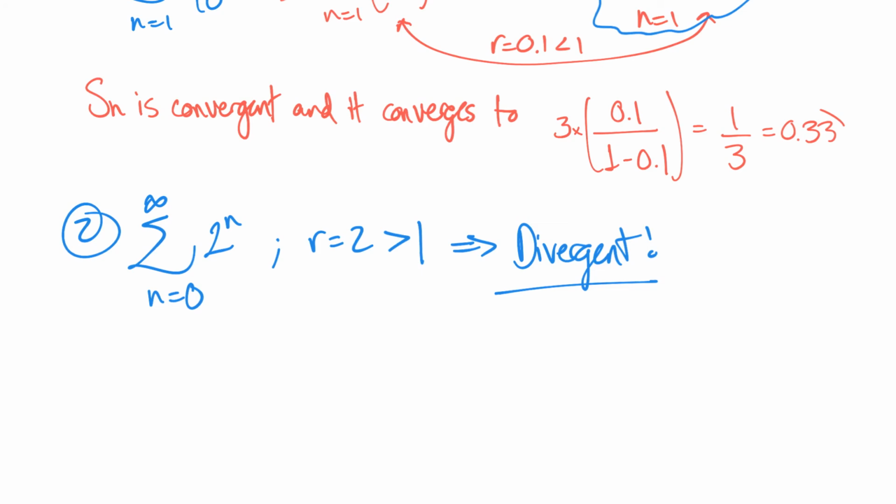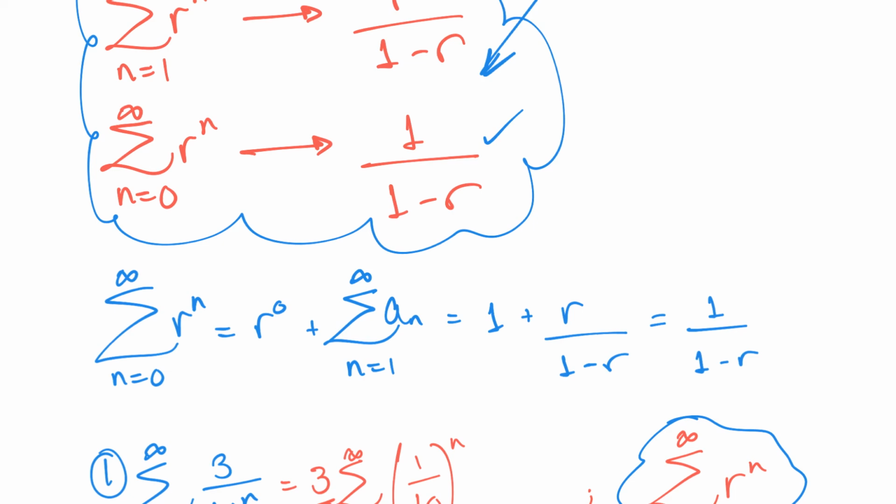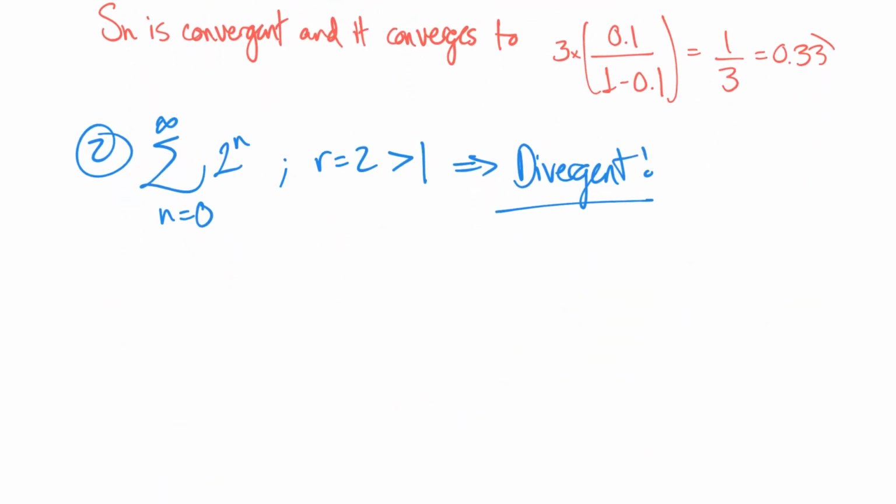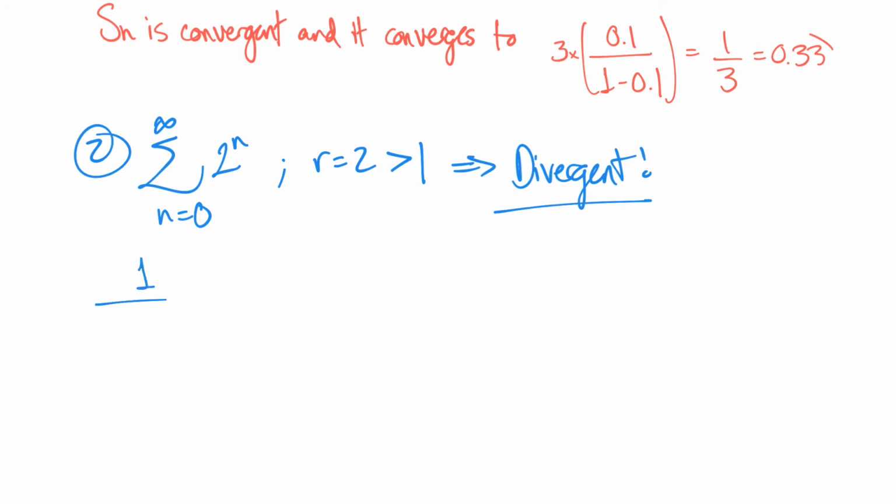But let's say that you forgot. Okay, let's say that you forgot and you try to use the formula to see where the series would hypothetically converge to. Because it starts at 0, then this is going to be the formula I'm going to use. And then I say 1 over 1 minus 2. And this gives me negative 1 over 2.